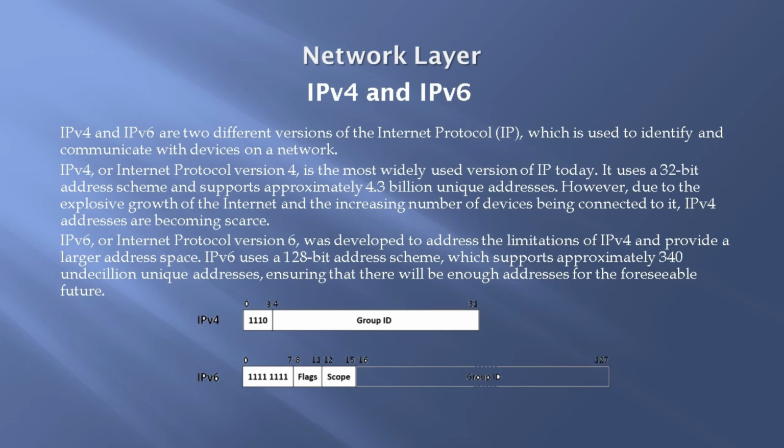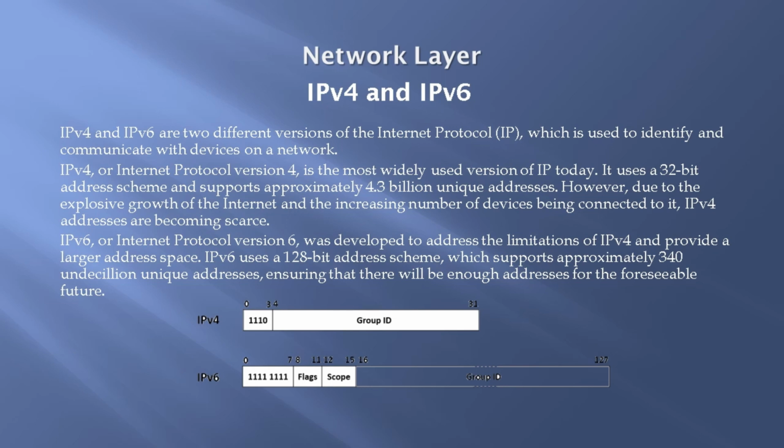IPv4 and IPv6 are two different versions of the Internet Protocol IP, which is used to identify and communicate with devices on a network. IPv4, or Internet Protocol version 4, is the most widely used version of IP today. It uses a 32-bit address scheme and supports approximately 4.3 billion unique addresses.